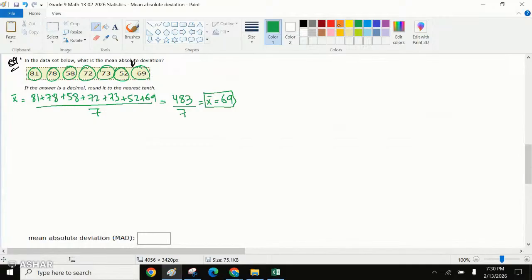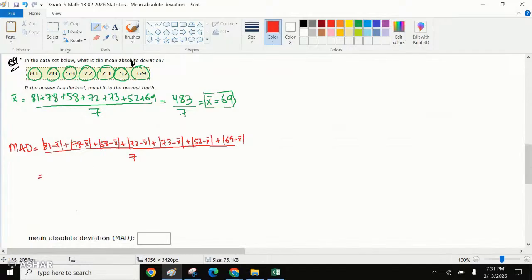So once we have the mean, we can find the mean absolute deviation, in which each number would subtract the mean with a modulus, right? 78 minus mean, 58 minus mean. We don't have to write the mean 69 every time. We can write the sign of the mean, x bar. That makes our working easier. 72 minus mean, 73, 52 minus mean, and the last one, 69 minus mean, has to be divided by 7 values.